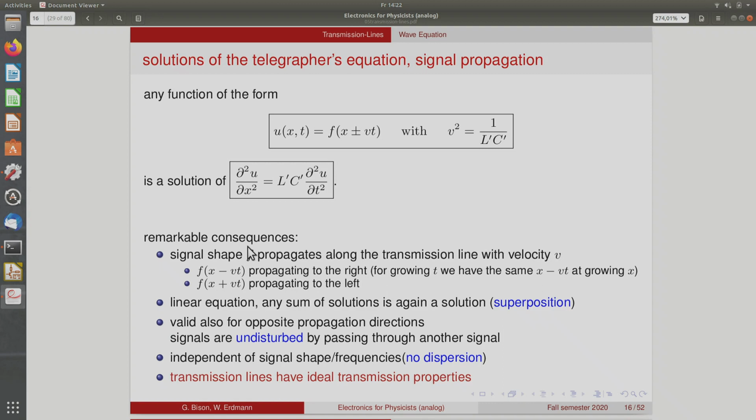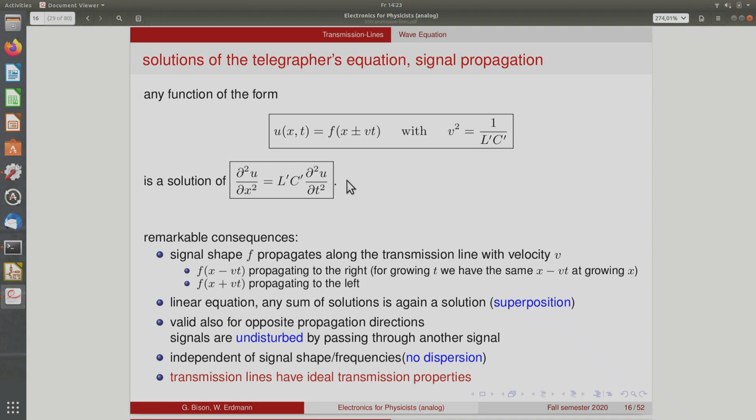It has some properties. It's a linear equation, so the voltage only appears linearly. So every sum of two solutions is again a solution of this equation. That's the superposition principle. So whatever waves you have, they can add without disturbing each other. This is also valid for waves that run in opposite directions. So two waves, one traveling left to right and one traveling right to left, can just go through each other and they do not disturb each other. When they pass each other, you have the same signal that came in from the left and the one that came in from the right on the other side.